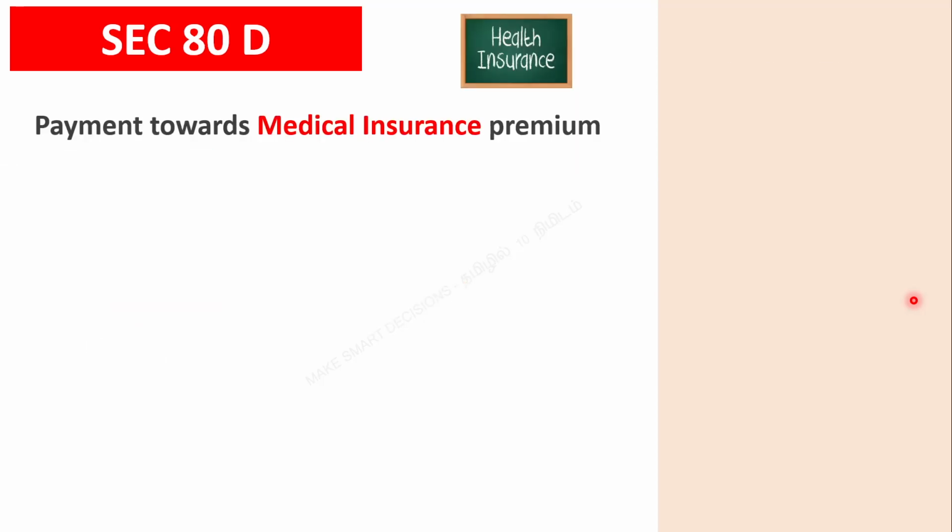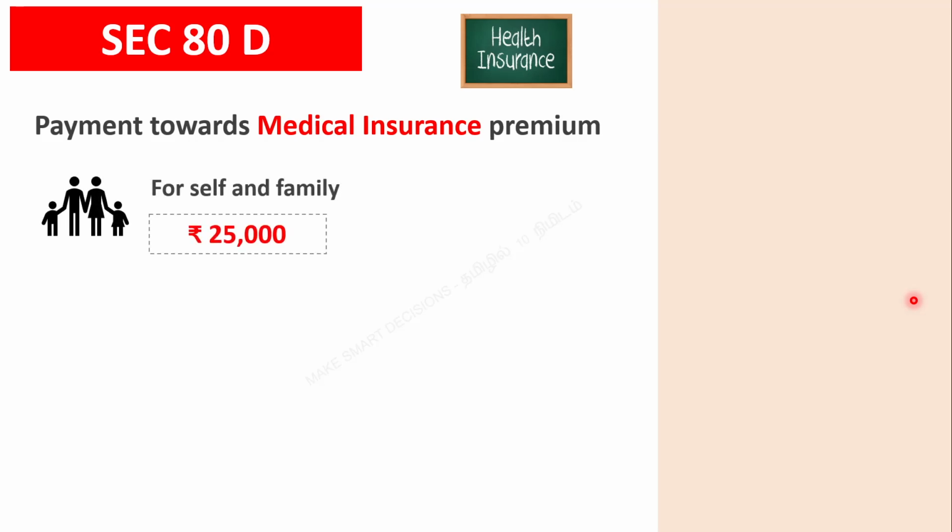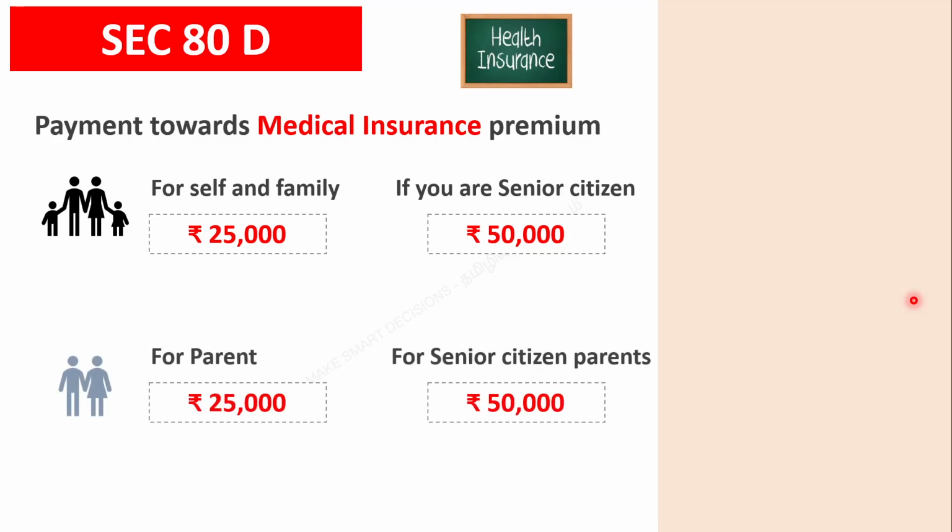Coming to Section 80D, this section pertains to any kind of medical expenditure or the premium that you paid for your health insurance or medical insurance. So here, if you or your spouse are not senior citizens, you can claim up to a deduction of 25,000. If in case any one of you is a senior citizen, you can claim up to a deduction of 50,000. For your parents, same situation. If your parents are not senior citizens, you can claim a deduction of 25,000. If your parents are senior citizens, you can claim a deduction of about 50,000.